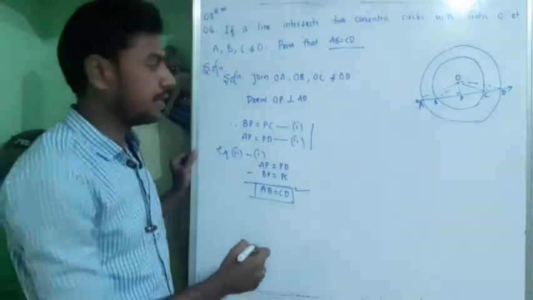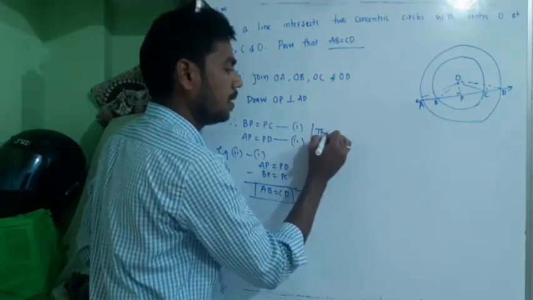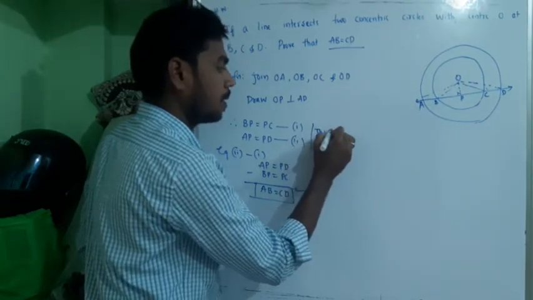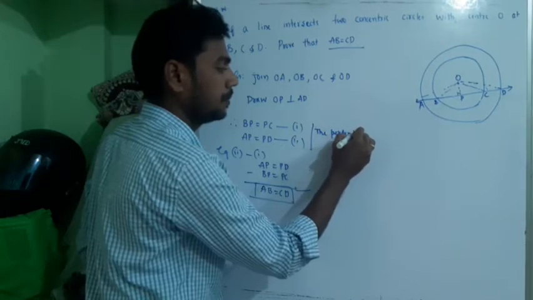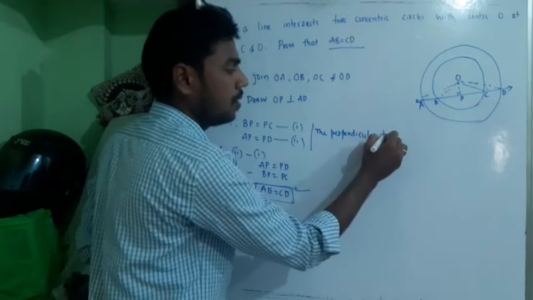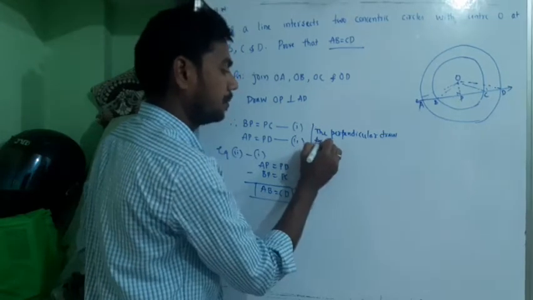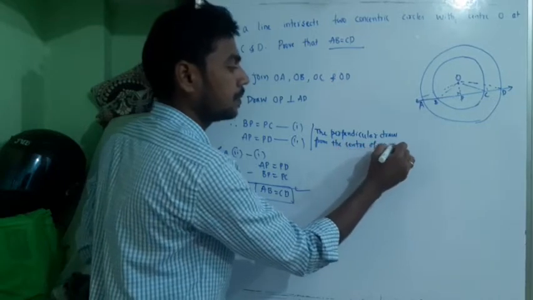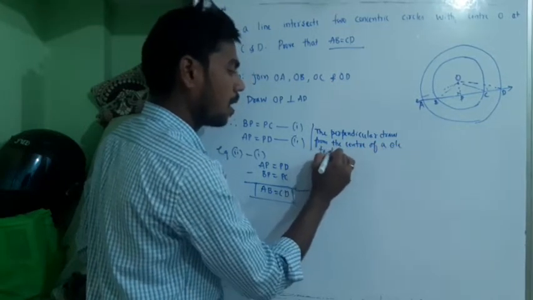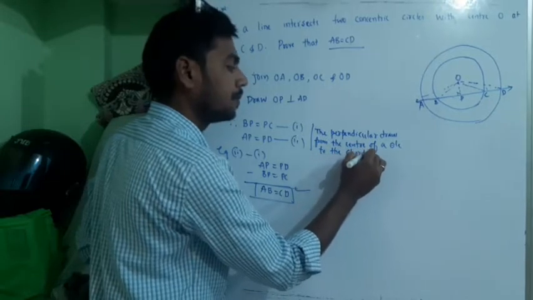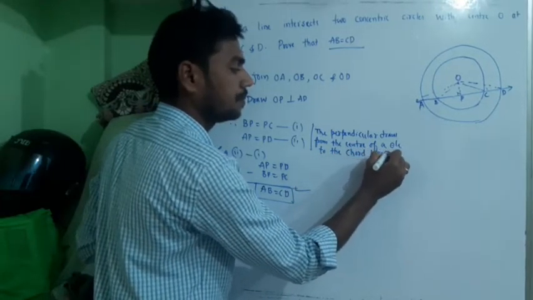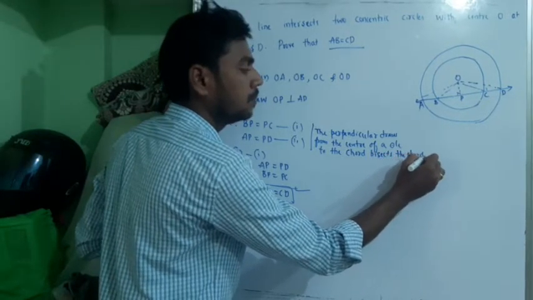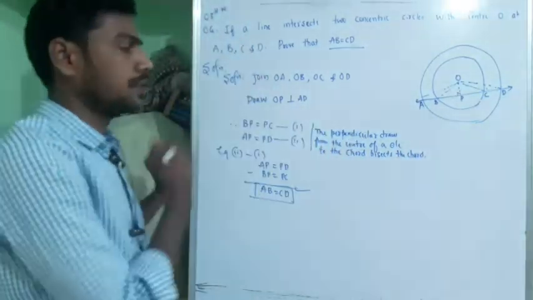So here what you are going to write? We need to write a reason, right? The perpendicular drawn from the center of a circle to the chord bisects the chord. This is the reason. Please note this down.